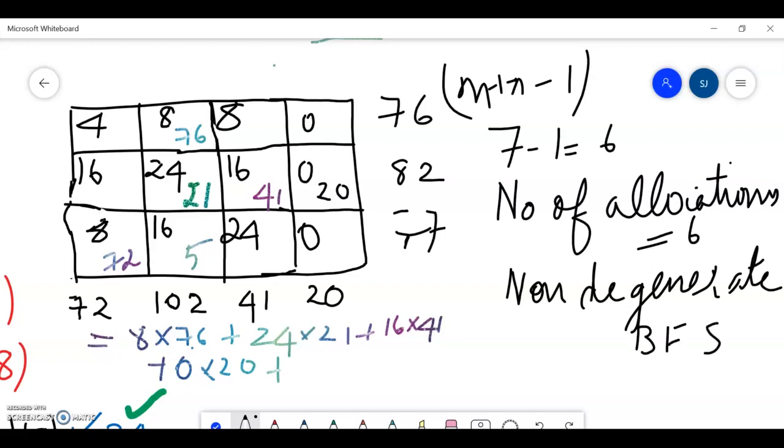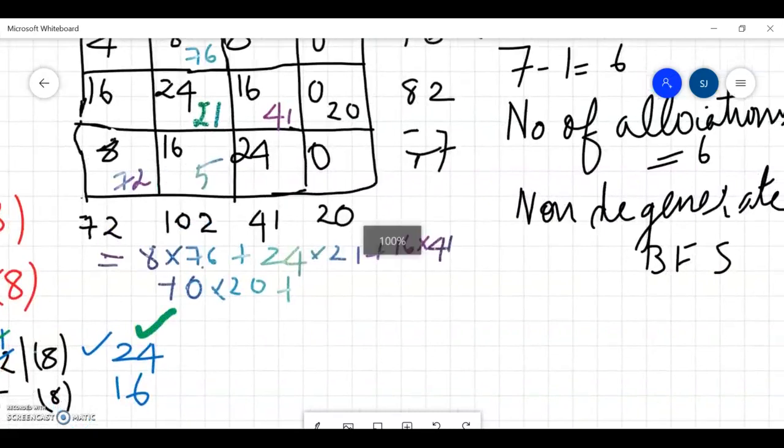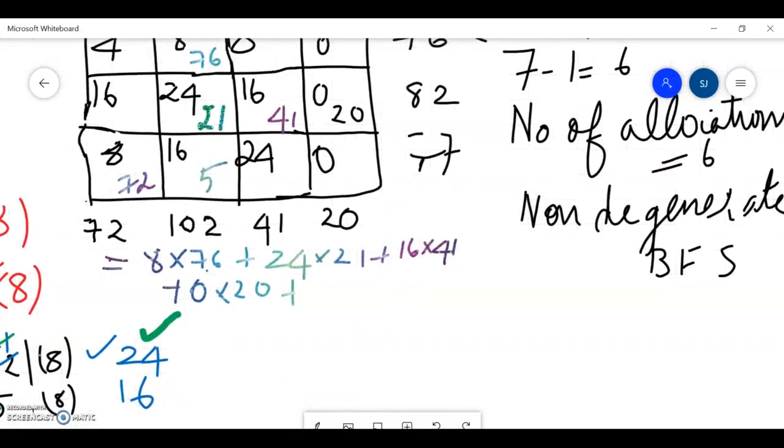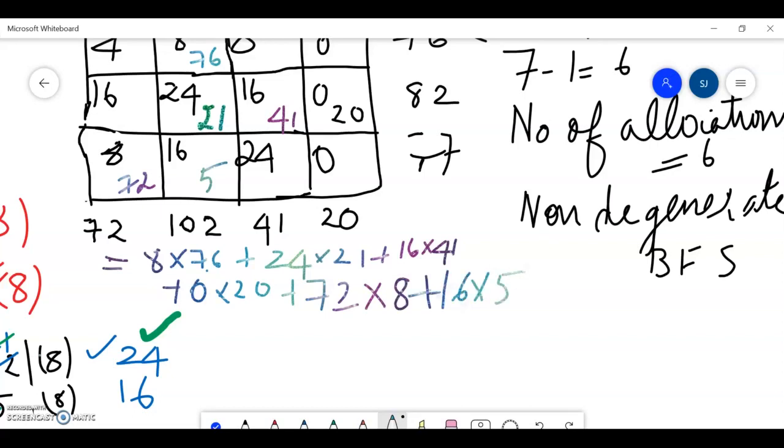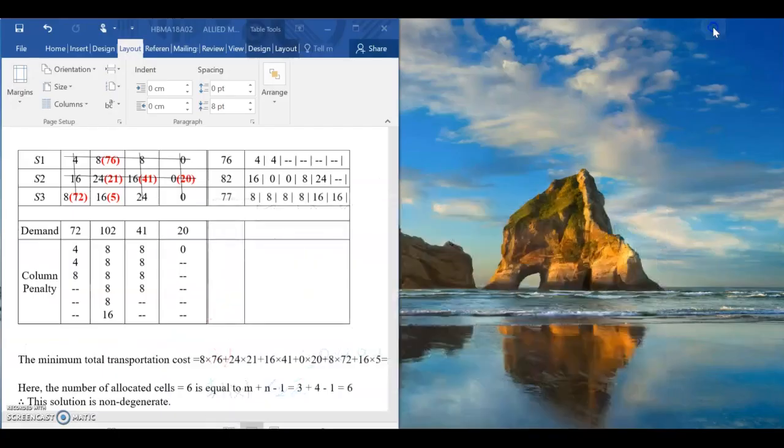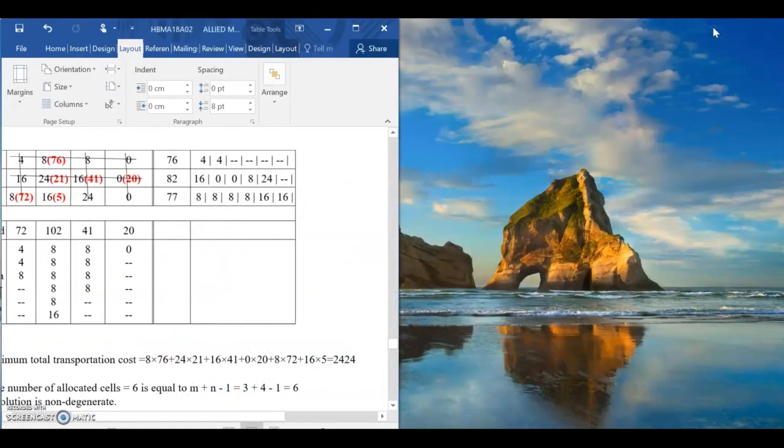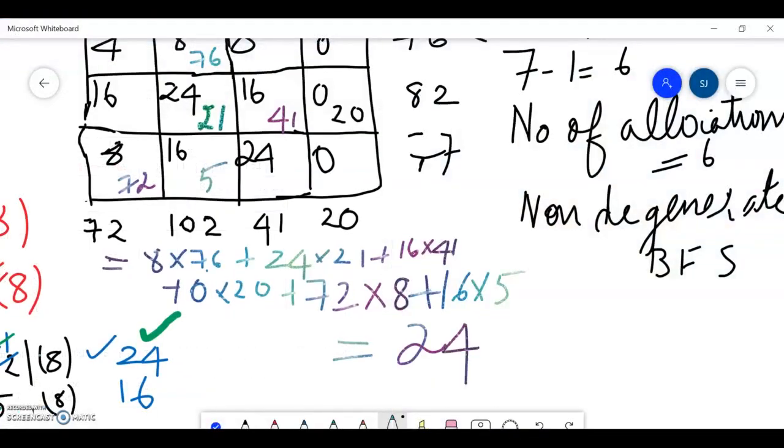For this non-degenerate basic feasible solution, what is the answer? We have to find out. So it is 8 into 76 plus 24 into 21 plus 16 into 41 plus 0 into 20 plus 72 into 8 plus 16 into 5. This will give you the solution for this initial basic feasible solution. The initial basic feasible solution for this is equal to 2424. Hence, this solution is non-degenerate and the final answer is 2424.